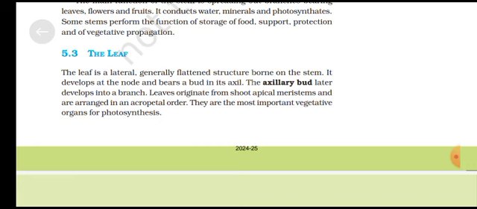The leaf. The leaf is a lateral, generally flattened structure borne on the stem. It develops at the node and bears a bud in its axil. The axillary bud later develops into a branch. Leaves originate from the shoot apical meristem and are arranged in an acropetal order. They are the most important vegetative organ of photosynthesis.